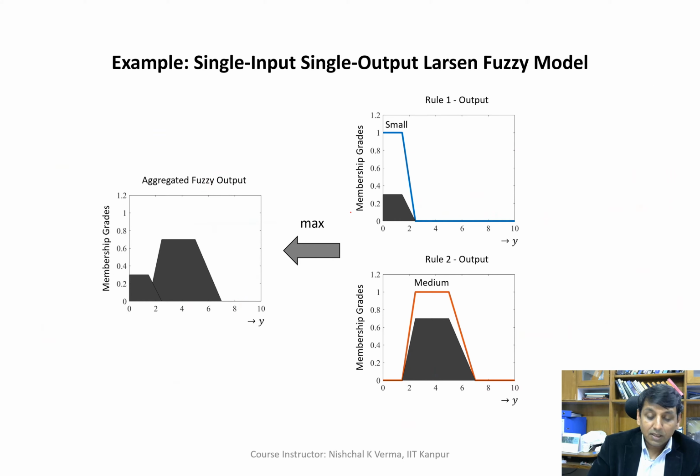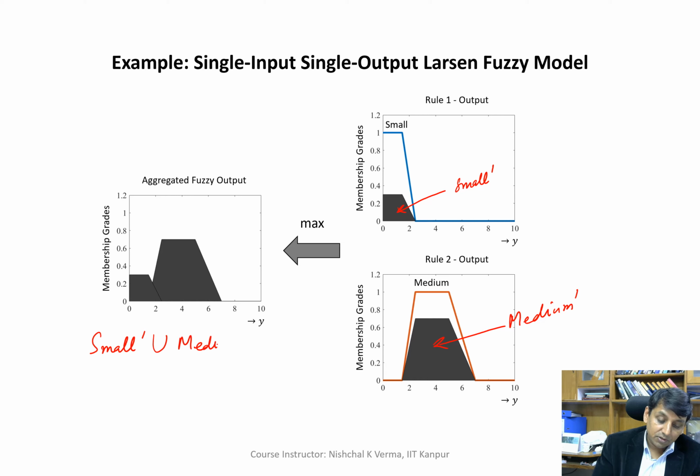But finally, in both the cases, we have to take the max of the two outputs. And what are these outputs? This is small dash here, and this is medium dash as the fuzzy output. So both these outputs are now taken as the union. I can write here small dash union medium dash. So this is what the output is, finally again the fuzzy output.